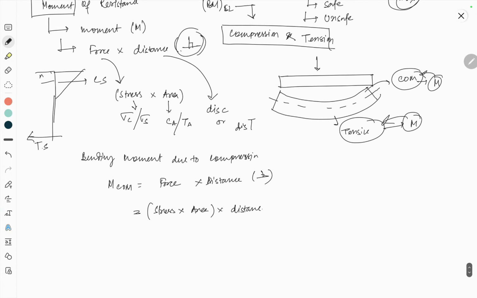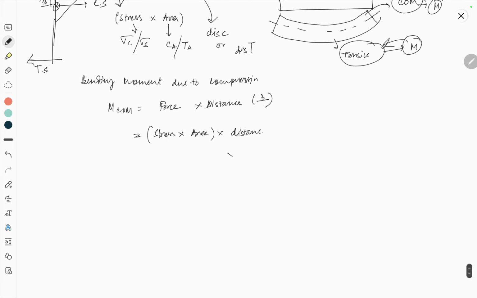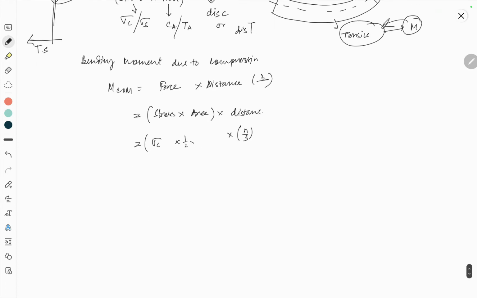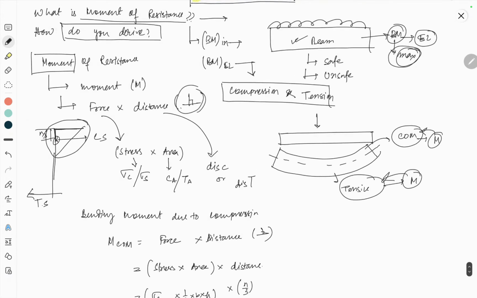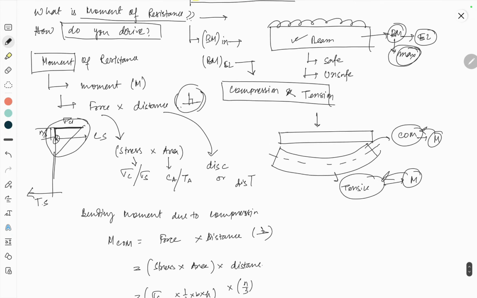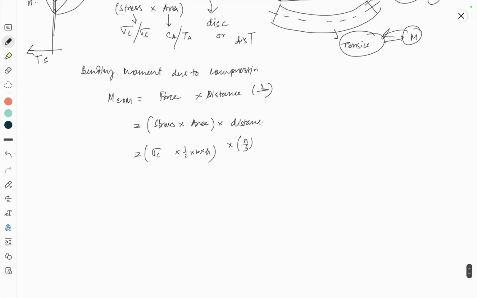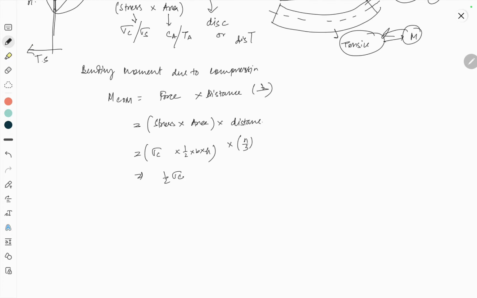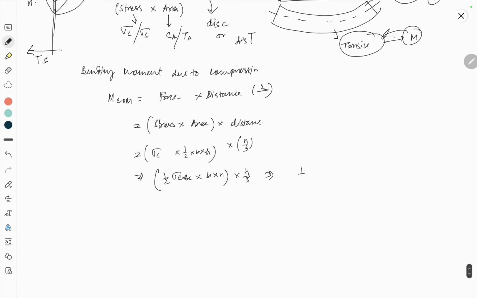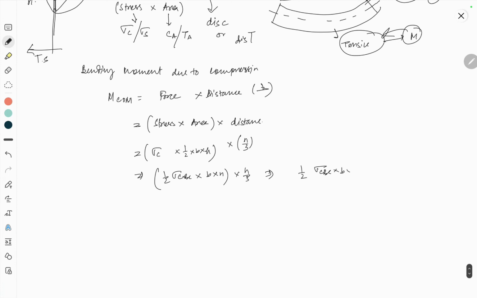See, this is your n by 3. From this lever point, the force will be acting at n by 3, so the distance would be n by 3. Stress equals sigma c. What is the area of this triangle? Half into base into height. This is sigma cbc, and this height is your n. Are you agree with me? If yes, say yes; if not, then no. Then that should be half sigma cbc into b into n into n by 3. So in total, half sigma cbc into b into n square, divided by 6.